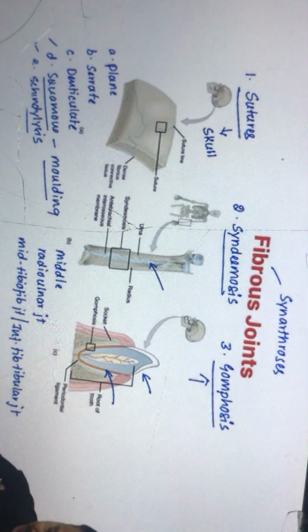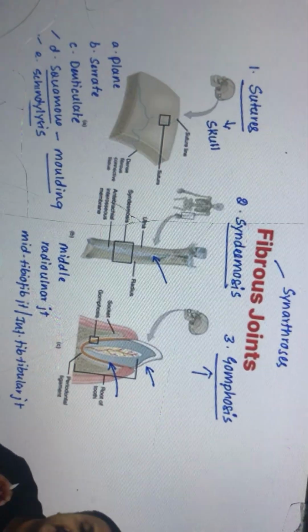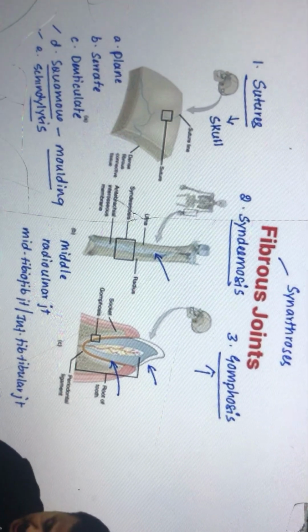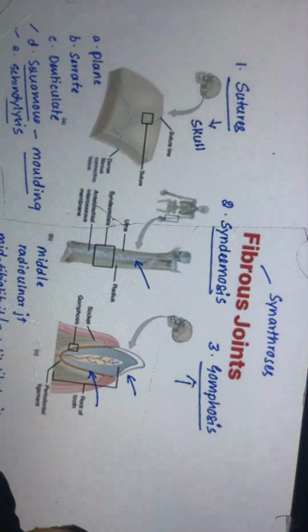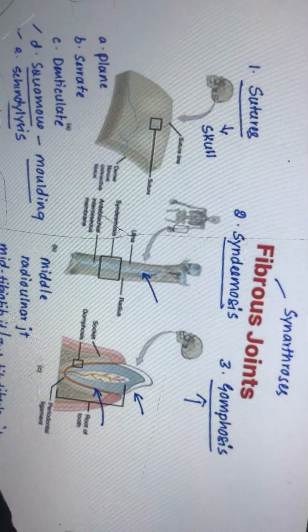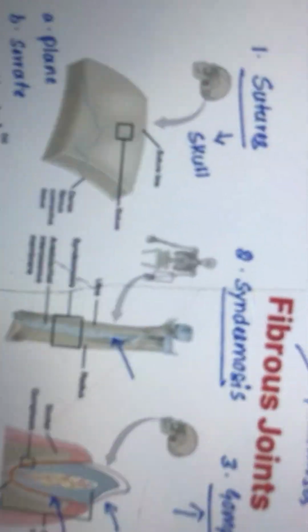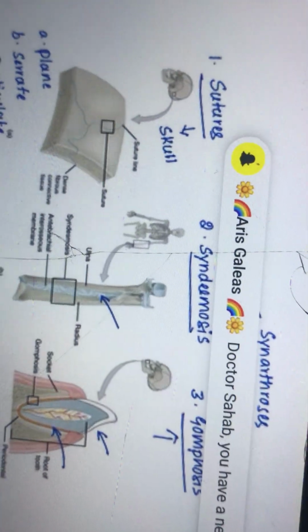Right? So this is regarding the three types of fibrous joints and also the subtypes of sutures. So remember, in fibrous joints, you need to remember what are the types and subtypes and what are the locations in which these are found, and each one of these could be an MCQ. So you cannot ignore this.